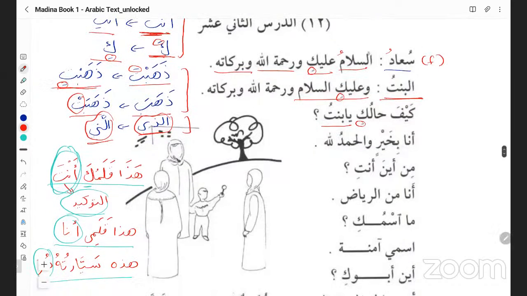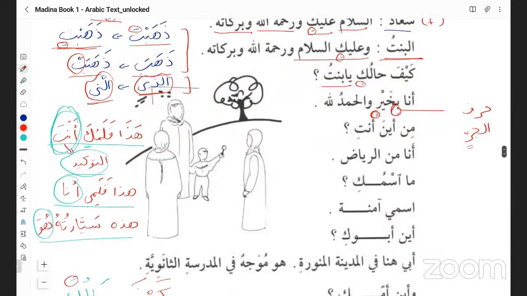Ana bi khayrin. So ana bi khayrin, because this ba is a harf jar. As we've done before, the harf jar gives the word that comes after it a kasra, so it's giving khayrin a kasra. And we have to put this there because you're saying ana bi khayrin, I'm in a state of good, walhamdulillah, and praise be to Allah subhanahu wa ta'ala.